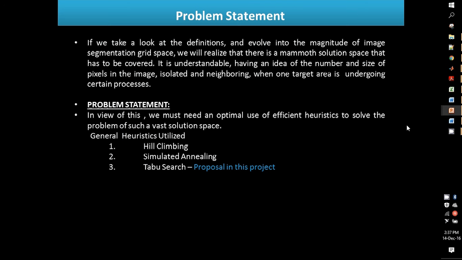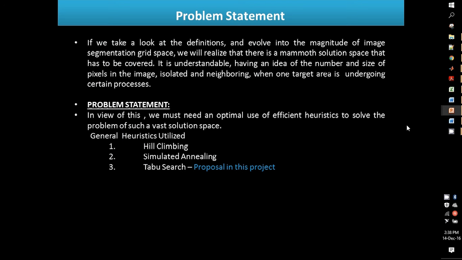So, let us take a look at the problem statement. Now that we've discussed the basic essence of image segmentation and the varied reasons and factors that it could be dependent on, we will realize that there's a mammoth solution space that has to be covered. It is understandable having an idea of the number and size of pixels in the image, isolated or neighboring, when one target area is undergoing certain processes.